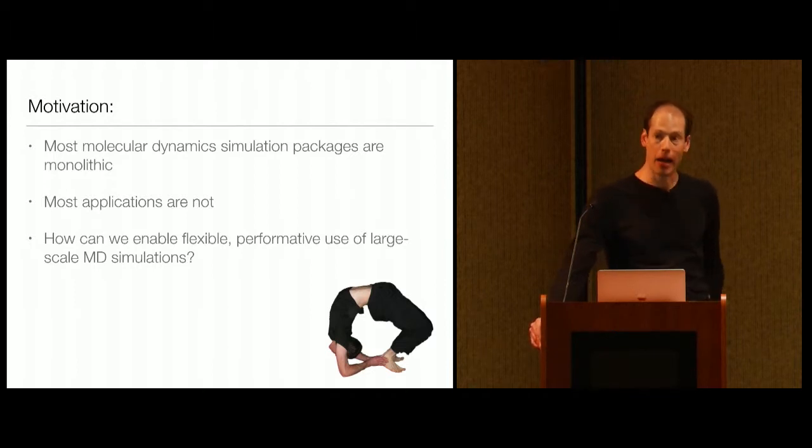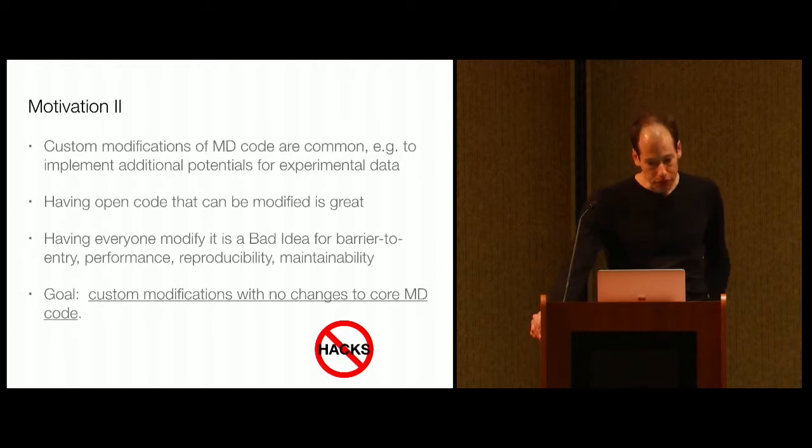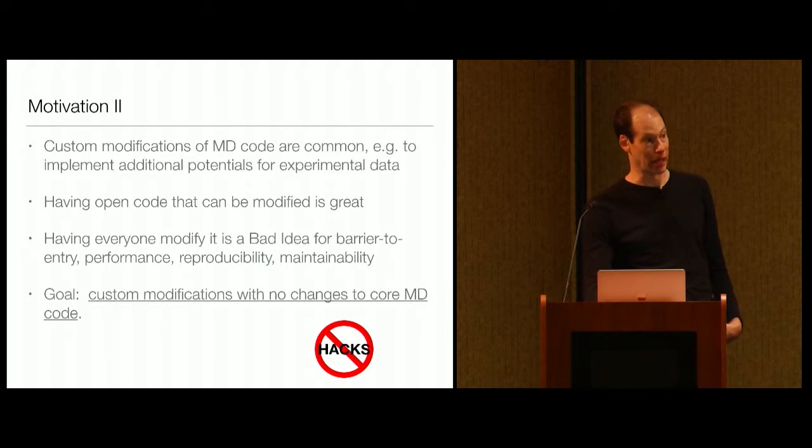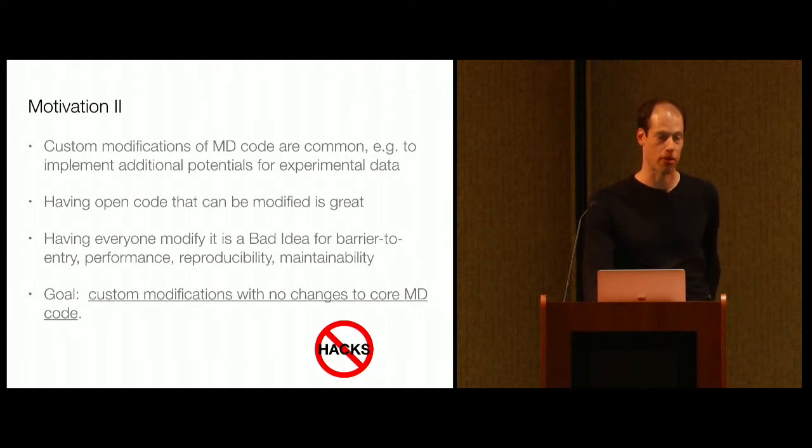So one thing that we've been hoping to do is enable flexible yet performative use of large-scale MD simulations. We really believe strongly in having code that is out there and can be modified by the community, but having everyone have to modify it if they want to do something at all non-standard, we think is a bad idea. And so we'd like to be able to enable custom modifications without changes to the core MD code, and to have these run with performance approximating that of the native code.